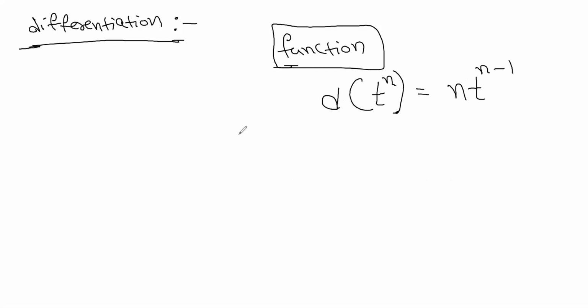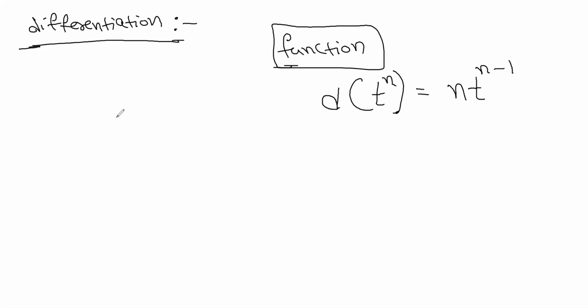Suppose they have given f as t square plus t plus 1. This is the function of displacement with respect to time. Here they have given displacement. Let's see how this differentiation works.